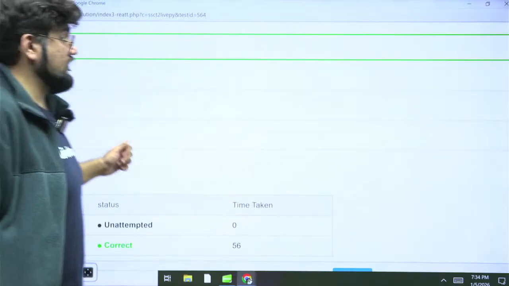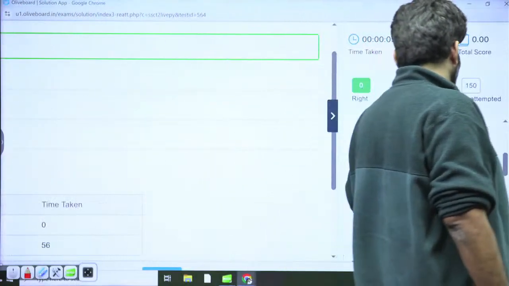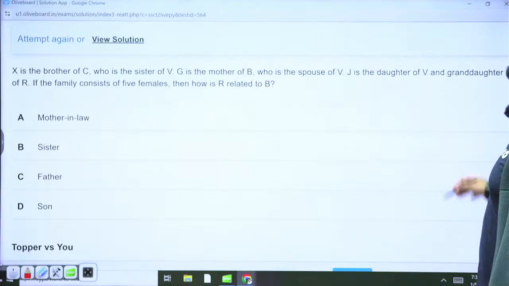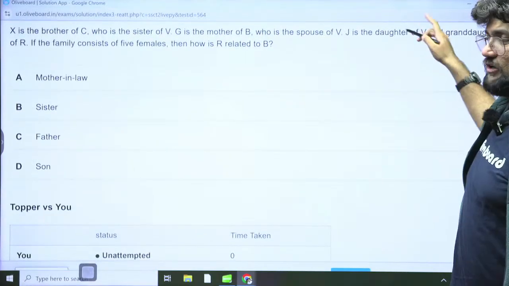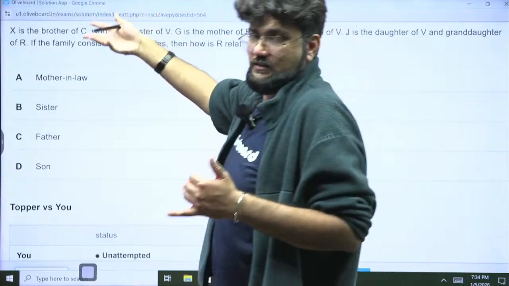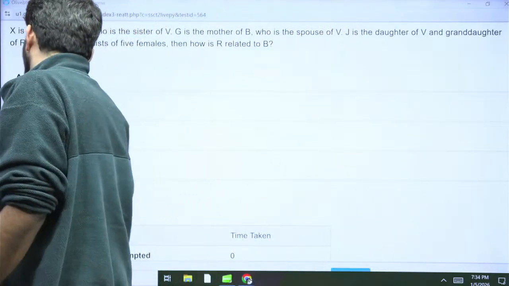Okay, 56 seconds. See, if at all you cannot see a progression, 99% the chances are it's an alternate series. It was not a progression because everything was increasing. In the end, it was decreasing. So we took a hint from there.